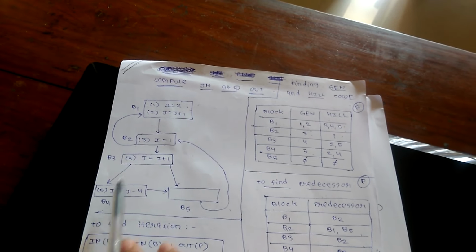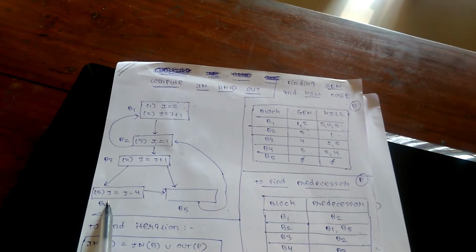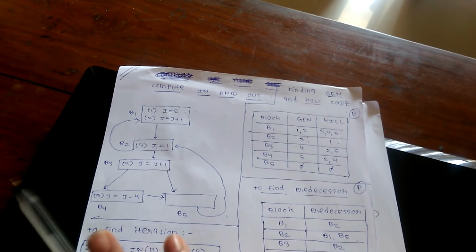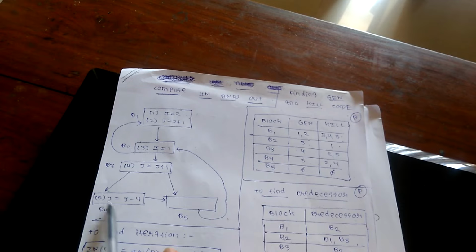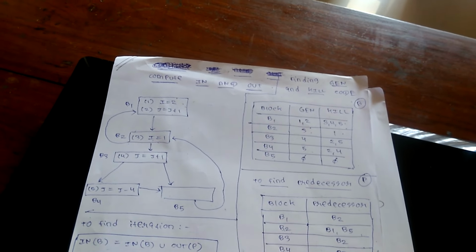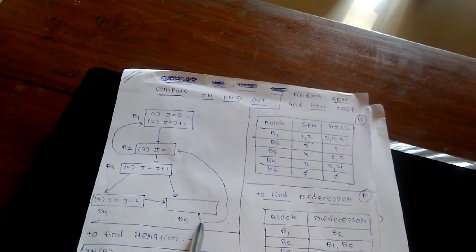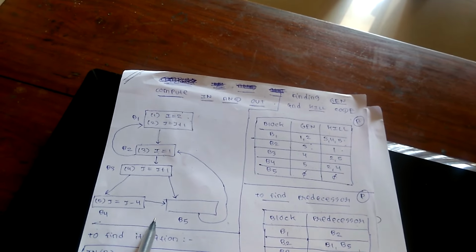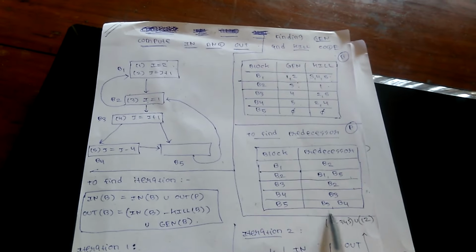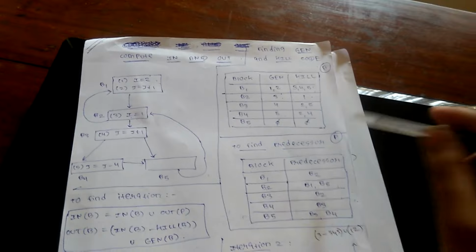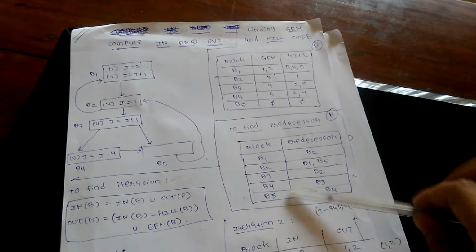In B4, what is coming? B3 and B4. Okay. On B4, what is coming? Only B3 is coming. So the predecessor of B4 will be B3. On B5, what is coming? B3 and B4. So the value of it will be B3 and B4. Okay. Now we have constructed the gen code, and we also have constructed the predecessors.